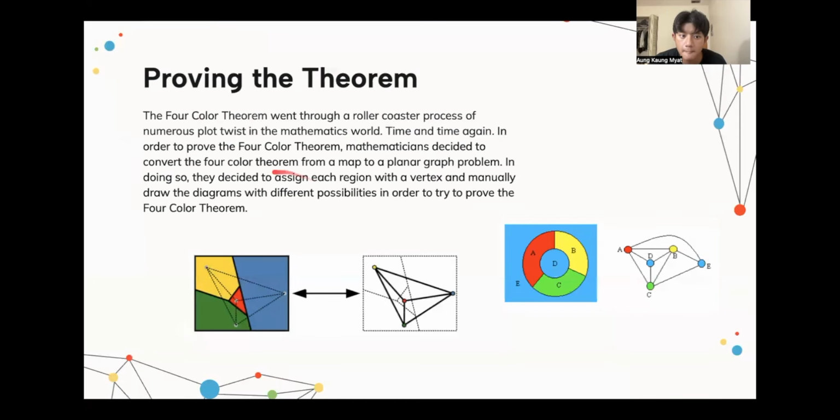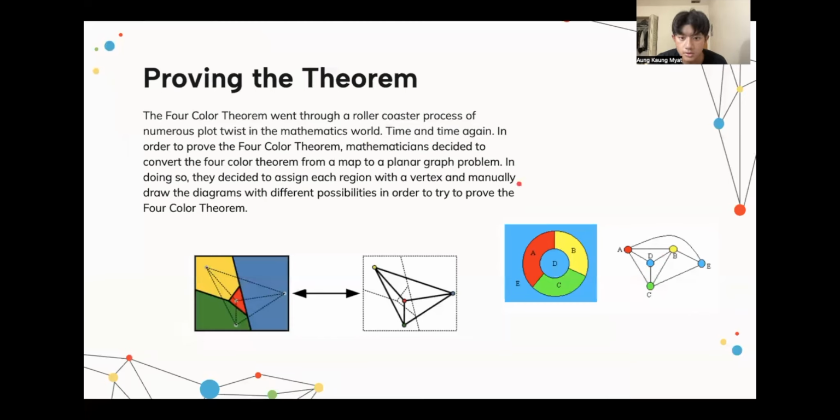So originally, as we all know, the four-color theorem was used for maps and geography. But to prove this, mathematicians try to turn the map into a planar graph. So what they would do is assign each region a vertex to turn this map into a planar graph. So for example, here the region D will be turned into a blue color vertex D. Same goes with A, B, C for the four colors.